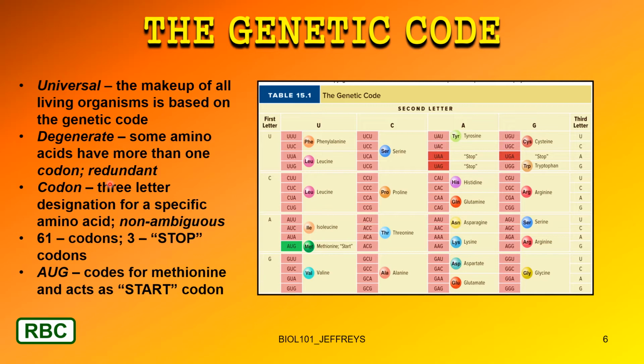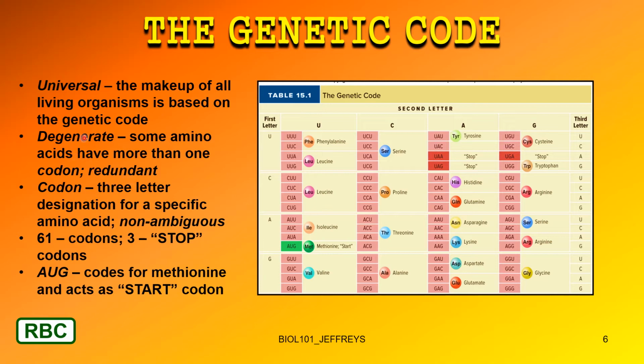But we have a ton of combinations of those 4 bases, and a codon is going to be a series of 3 bases. So it's going to be like AUG or CCC or UGC or UAC. Okay, it's going to be like that. That's a codon. It's a 3 base designation for a particular amino acid.